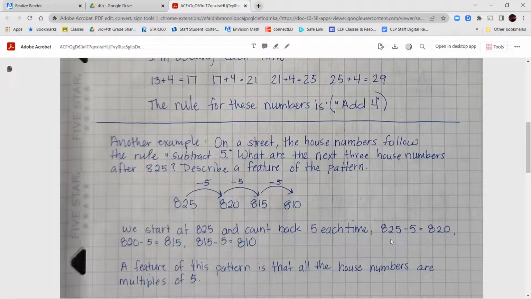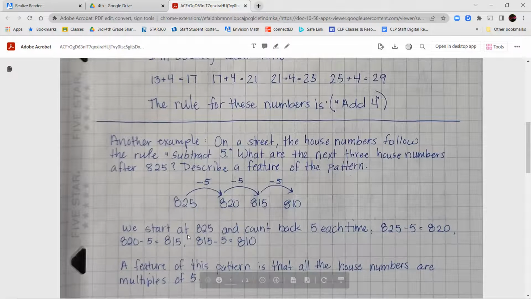So if we started at 825, I want to count back 5 each time. If I wanted to do this on a number line, I could do that, or I could just skip count backwards. 825 minus 5 is 820. 820 minus 5 is 815. 815 minus 5 will give me 810. So I'm counting back each time.